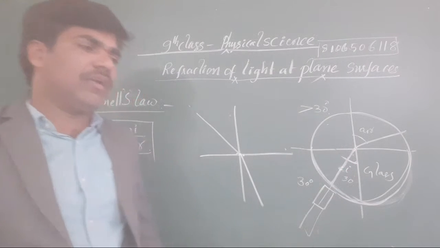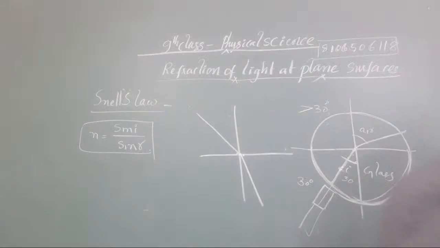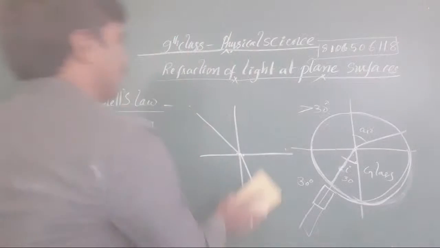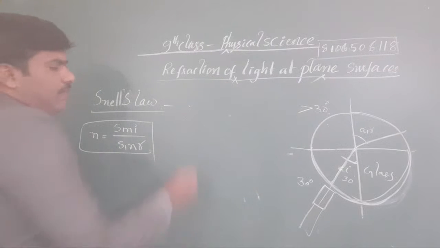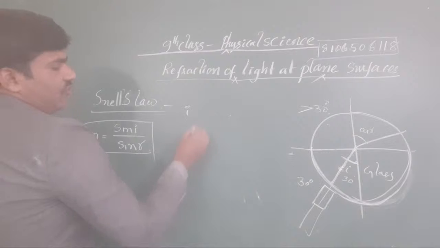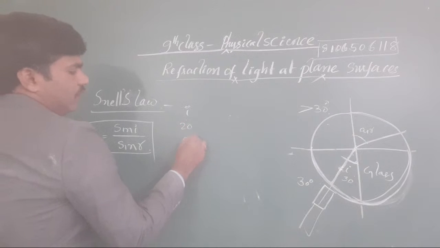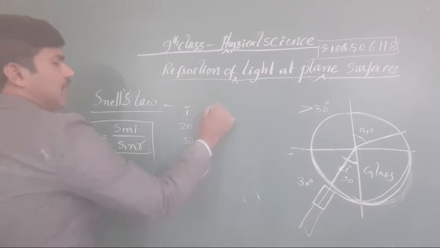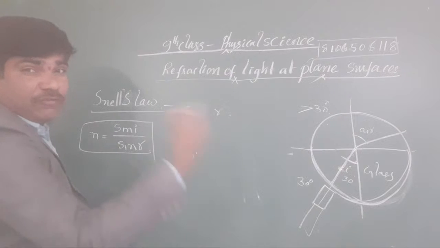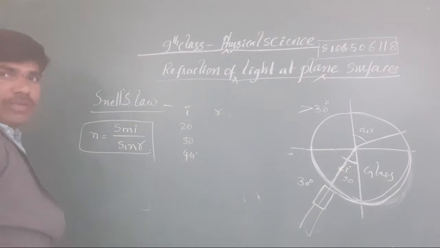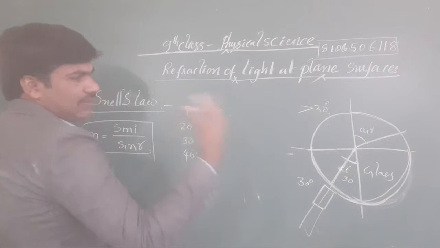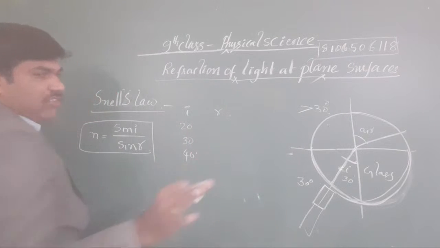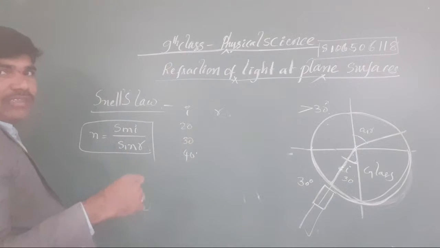Okay, on that day you have to take different incident angles, different I values like 20, 30, 40, and you get different R values from the experiment. The R value depends on the media. Don't change the media when finding the relation.